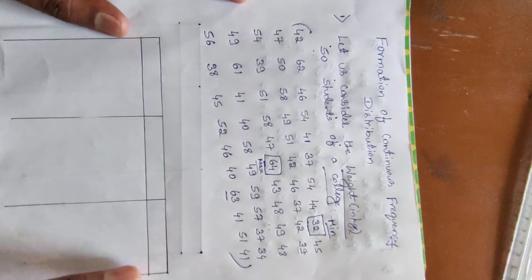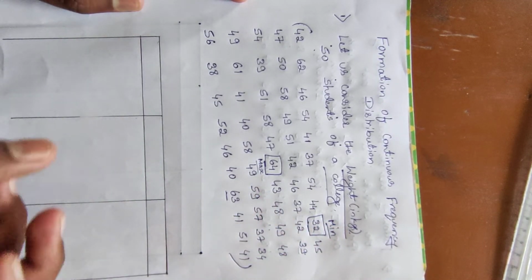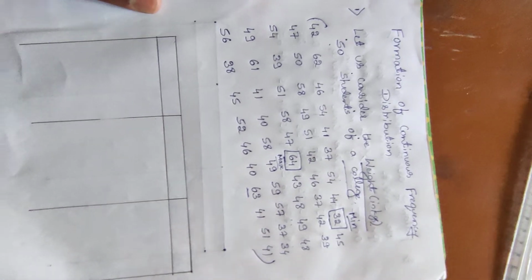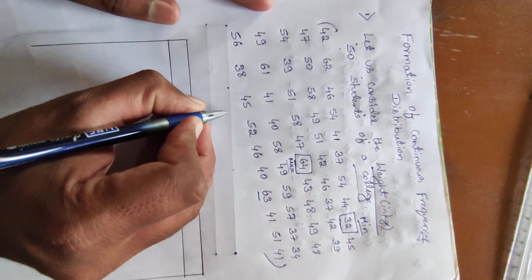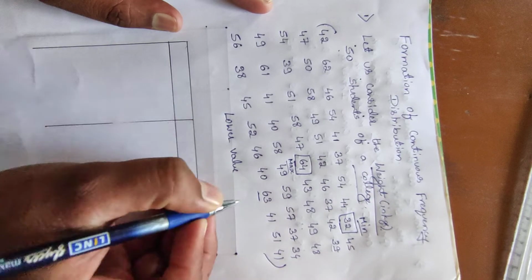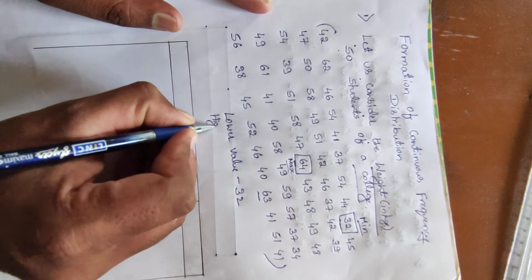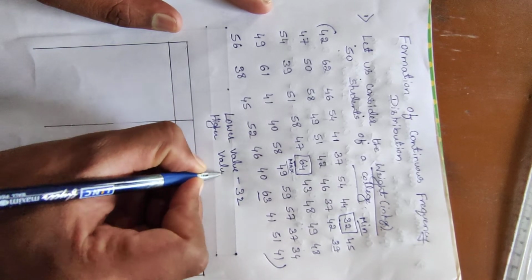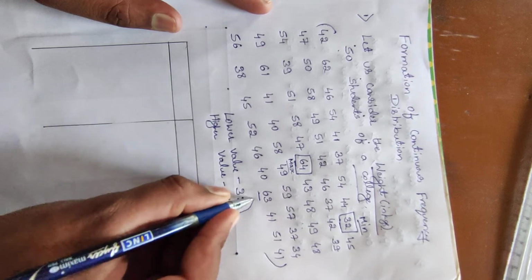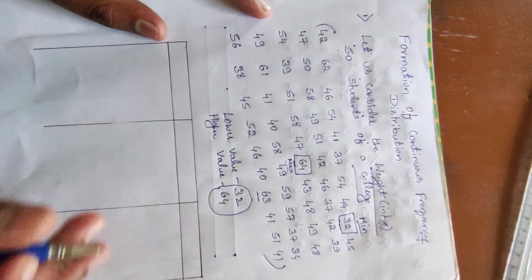First we should identify the minimum value and maximum value for the purpose of classifying the class intervals. The minimum value, the lower value, is 32, and the higher value is 64. Based on this information, we can form the class intervals.